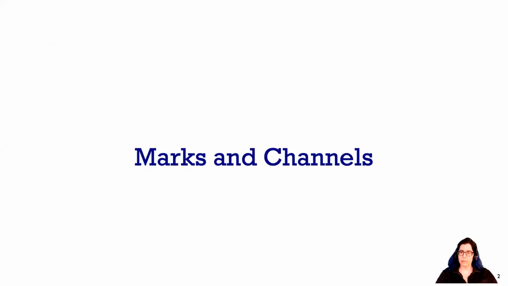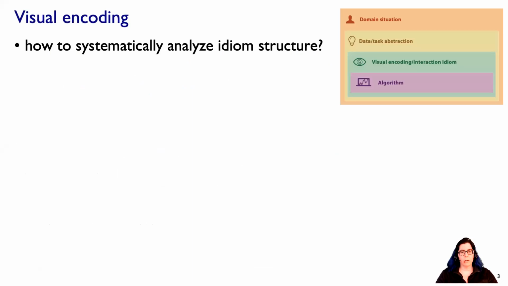So what is this idea of marks and channels? Well, remember that last time we talked about the nested model where we differentiated between the domain situation, the abstraction level for data and tasks, and then the idioms for visual encoding and interaction, and then finally the algorithm level. So let's take a minute to think about this idiom level of how do we systematically analyze the structure of an idiom, specifically a visual encoding idiom.